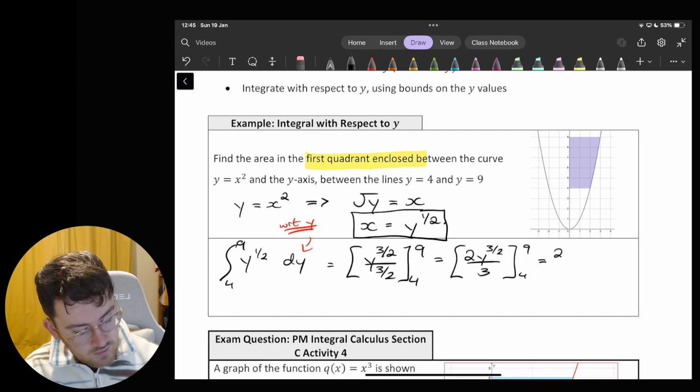I know I'm only looking for answers in the first quadrant, so that's going to impact my overall results here.